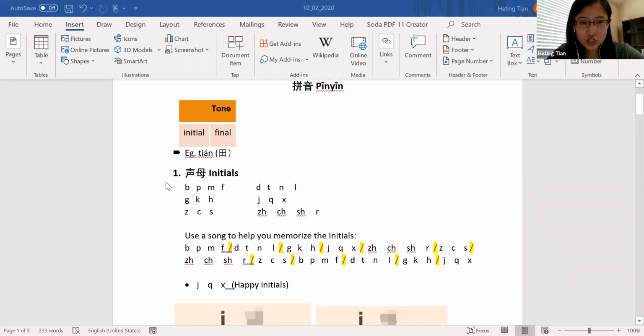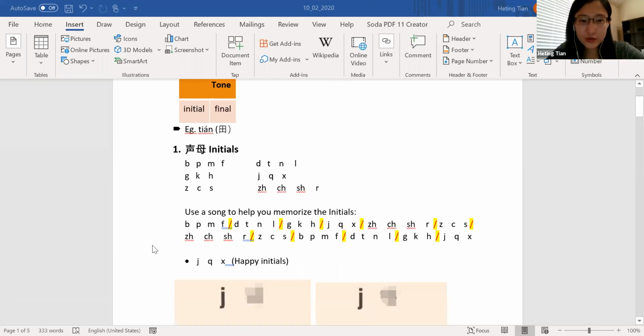The first part is 声母, initials. Look at the initials here. Let me read it. 波、坡、摸、佛、的、特、呢、了、个、科、呵、鸡、七、西、滋、呲、思、知、吃、诗、日。You can use a song to help you memorize all of these initials. I use Twinkle Twinkle Little Star.